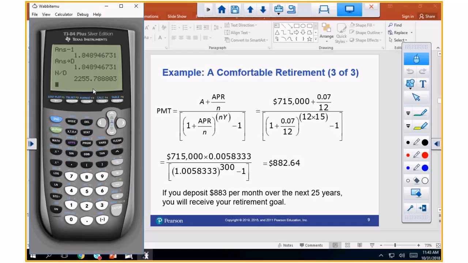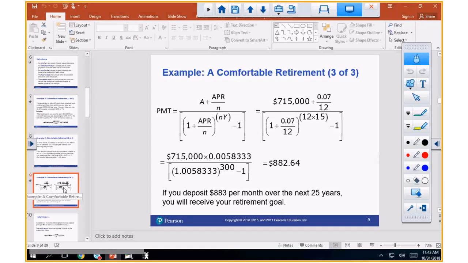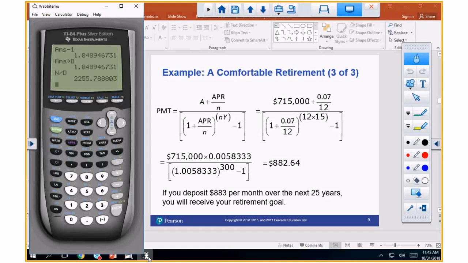2255.78. And that's not right. So they must have added it. Let me look at the formula again. For some reason I thought that was multiplication. Let me go back one. Okay, it must be plus. My bad. I guess I'm used to doing the other formulas and they multiply. So let me go back to the numerator and do the numerator.